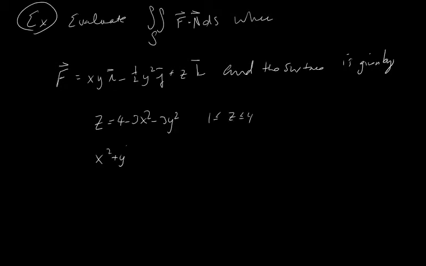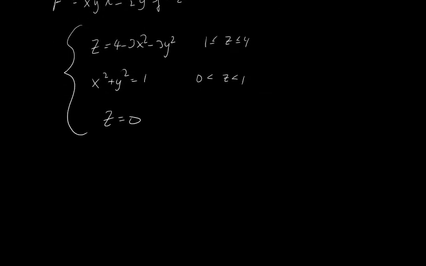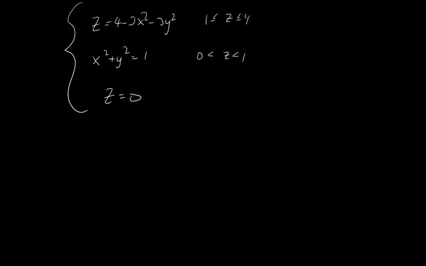x squared plus y squared equal to 1 for 0 less than z less than 1. And z equal to 0. So our surface is going to be formed by this. So our region Q is what's bounded by these surfaces. We're going to want to sketch this, and this is kind of what I sketched earlier, but let's go ahead and sketch it.